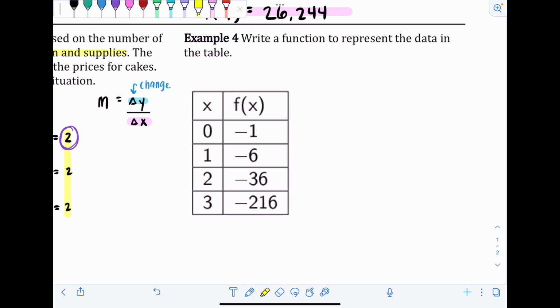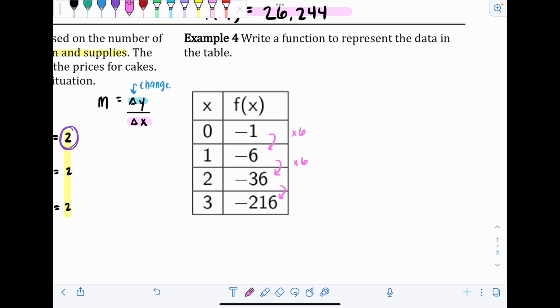So what I mean by that is we can see on the x side of the table, it's going up just like 0, 1, 2, 3. So I don't have to do anything funky like I did with the previous example, which is nice. And then the right side of the table is going from -1 to -6. So since I'm starting with a negative and finishing with a negative, I'm just multiplying by +6, because -1 times +6 would be -6. And then right here, I'm going from -6 to -36, so I'm multiplying by 6 again.